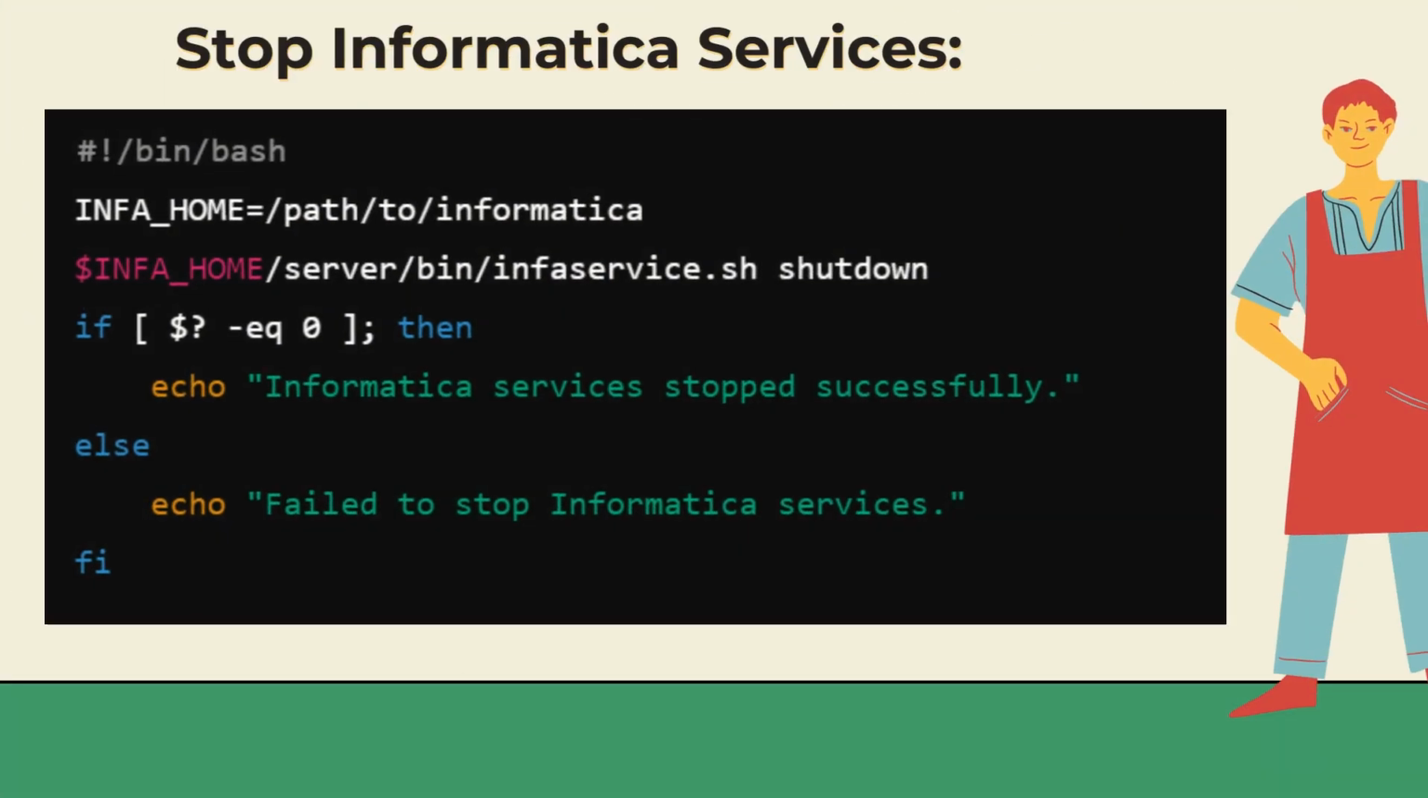Next is to stop the service. Similar to the previous script, we added a variable called INFA_HOME where we set the path where the Informatica is installed. And there we have infaservices.sh, and this time we pass shutdown as the parameter to shut down the services. Then we check the result of the above output. If it is 0, that means it is successful, and we can mention Informatica services are stopped successfully as a message. Else we put the message as failed to stop the Informatica service for further investigation.